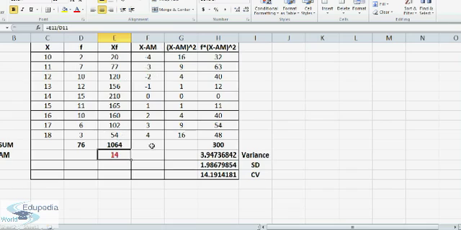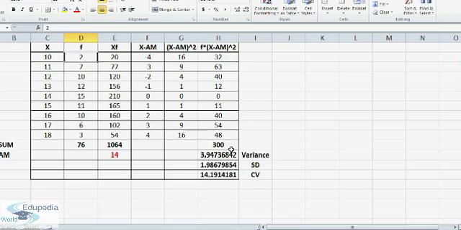Then we square these quantities. So the square of minus 4 is 16, minus 3 is 9, minus 2 is 4, and so on till 4, which is again 16. Then we find the product of the square of these deviations with the frequency. That is, we multiply by the value in the frequency column. So it will be 16 into 2, which is 32, 9 into 7, which is 63, 4 into 10, which is 40, and so on.